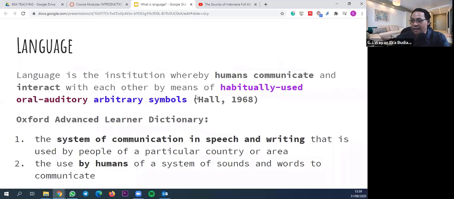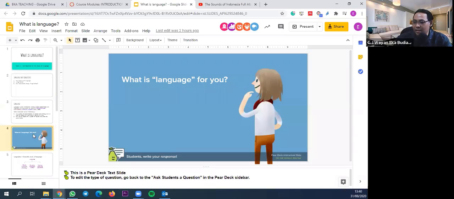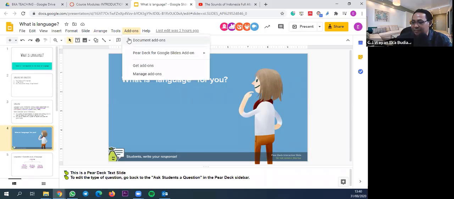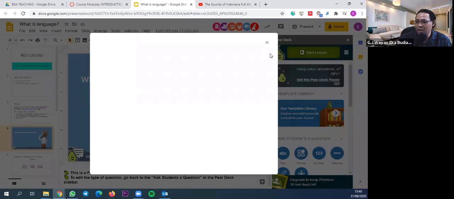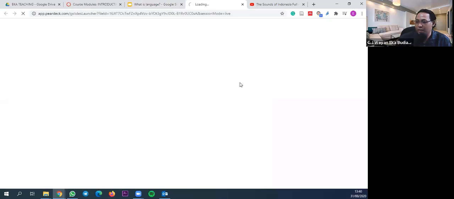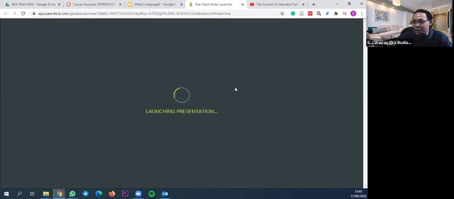Okay, next is this. I want you to write down your own definitions on this. So I would like to use Perdec. Yeah, hang on, let me use Perdec. Okay. Perdec allows you to communicate, and not only communicate but involve the audience at the right time. So I'm not only talking like a newscaster or radio announcer talking alone, but I can involve you to work with me here.